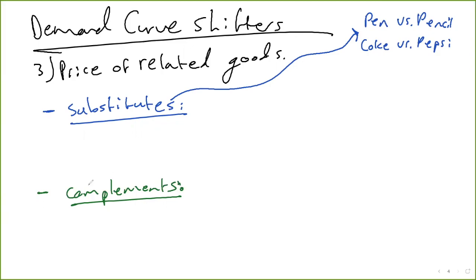Complements, on the other hand, are things that go together. So maybe food items, hot dogs and ketchup, computers and software.